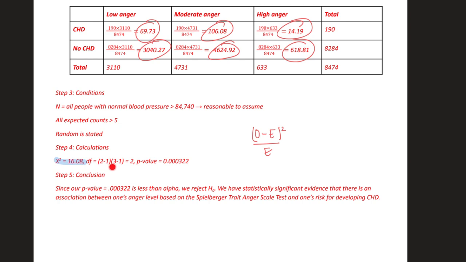To get your degrees of freedom, it's row minus 1 times column minus 1. So there's 2 rows and 3 columns. So 2 minus 1 times 3 minus 1, that's 2. And then you're just going to put that into the chi-square calculator, which is going to give you a p-value of 0.000322. So since our p-value is less than alpha, we reject our null hypothesis. We have statistically significant evidence that there's an association between anger level and one's risk for developing CHD.